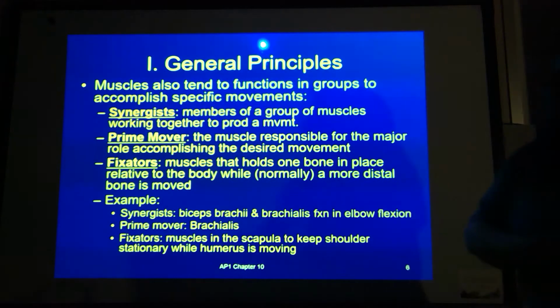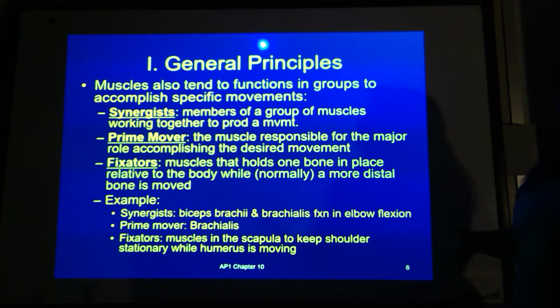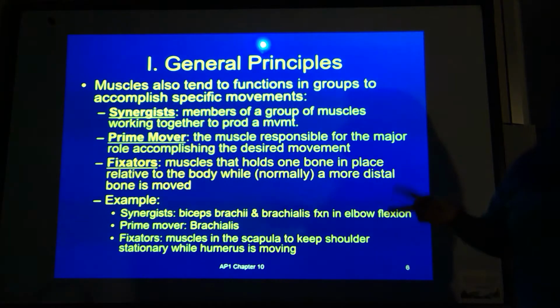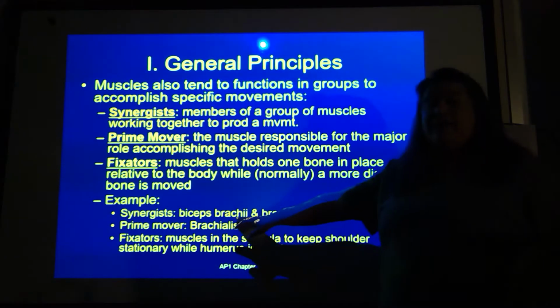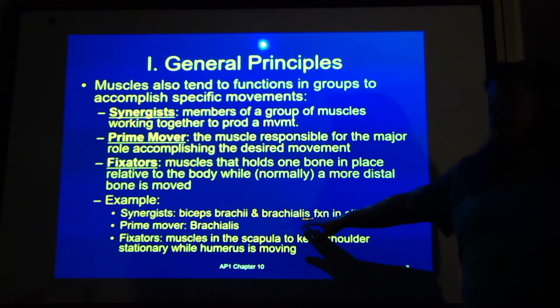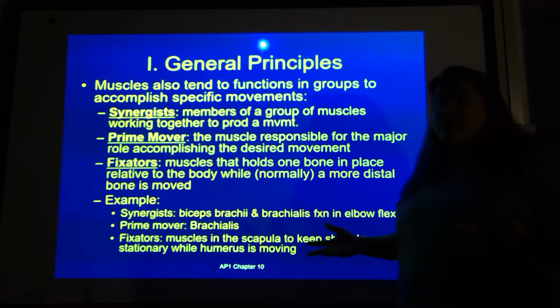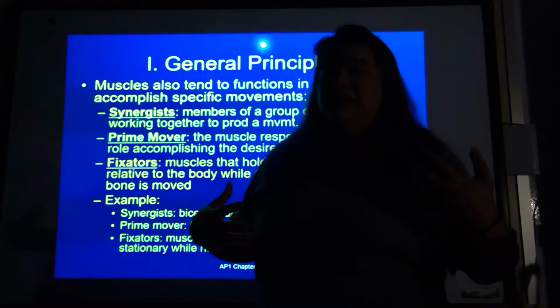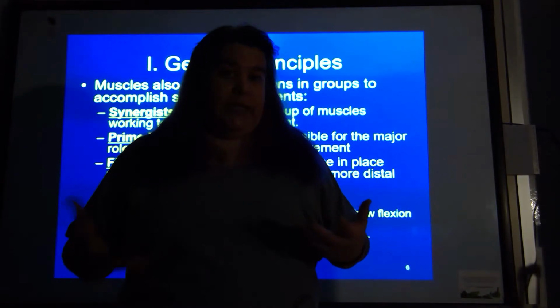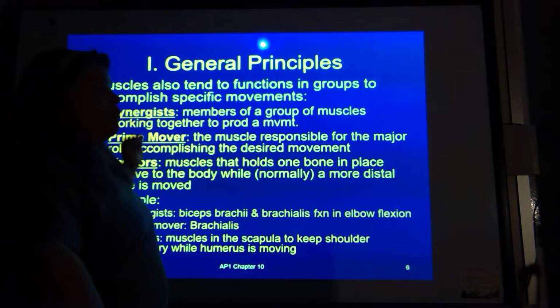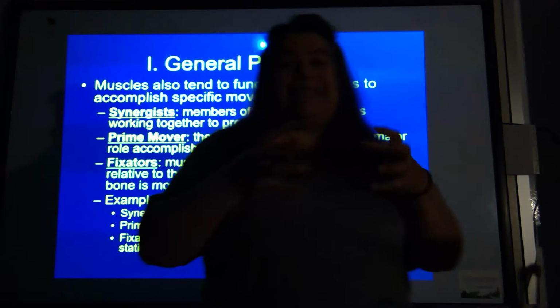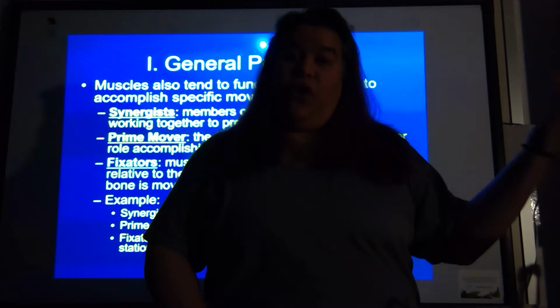So muscles also tend to function in groups to accomplish specific movements. So even with the bending of my arm, there are at least two muscles that are working to accomplish that movement. One of them is the biceps that I was just talking about, the biceps brachii. The other is called the brachialis. So both of them are working to get your arm to bend. And because they're both working to get your arm to bend, we call them synergists, okay? They work together in sync to actually get your arm to bend.